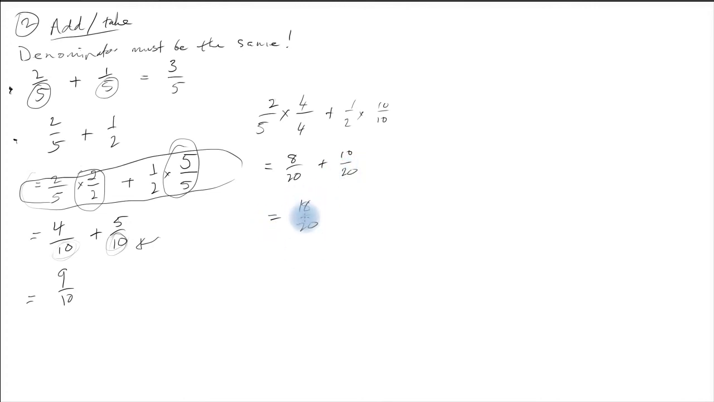Then I factorize to simplify this. 18 is 2 times 9. 20 is 2 times 10. I can cancel these bits and get 9 on 10 again, which is, of course, the same as our answer the other way. So I just want to highlight that you don't need to choose the simplest thing on the denominator. It just needs to be the same. If you choose one that's not the simplest, you can always simplify later, and that's totally fine.